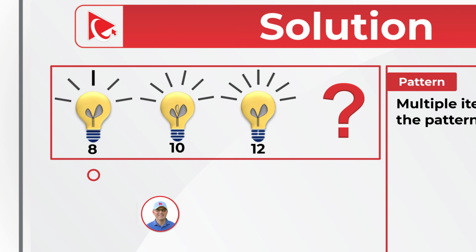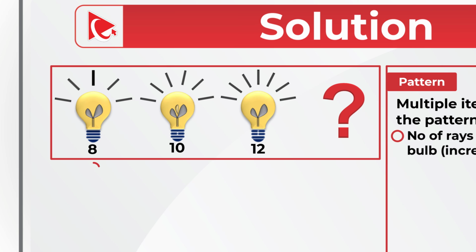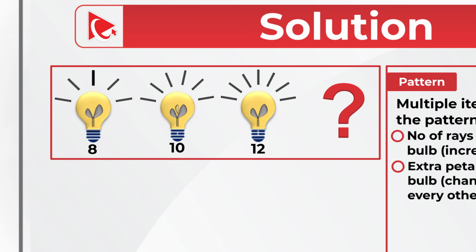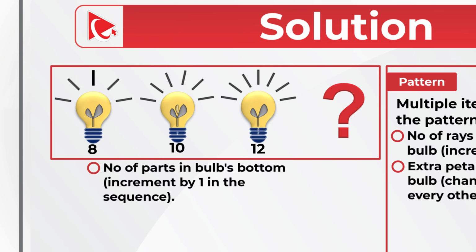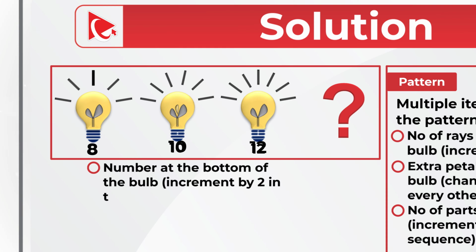Number of rays that go out of the bulb increase incrementally. Extra petal leaf inside the bulb changes alternatively with every other bulb. The third pattern is that the number of parts in the bulb's bottom increments by 1 in the sequence. And then the last, 4th pattern is that the number at the bottom of the bulb increments by 2 in the sequence.